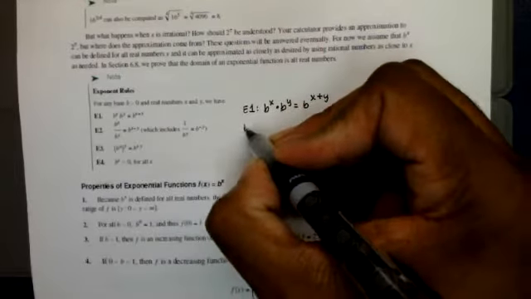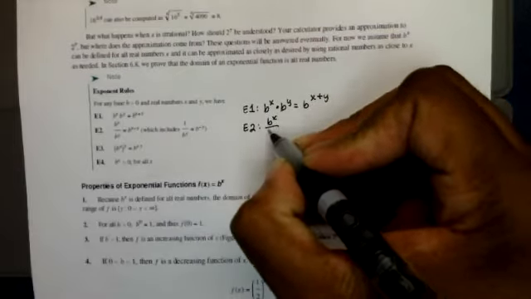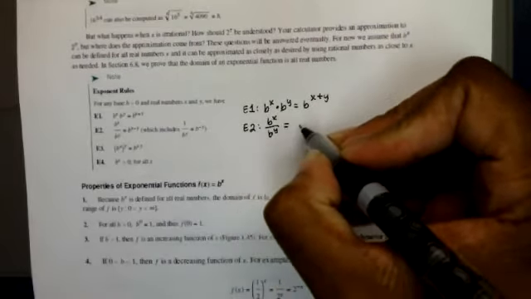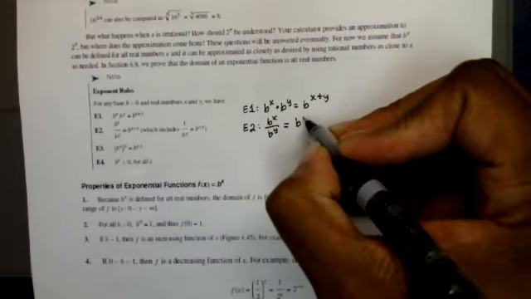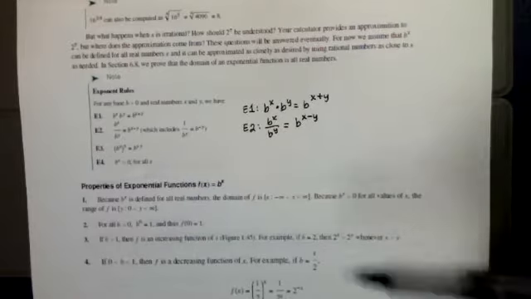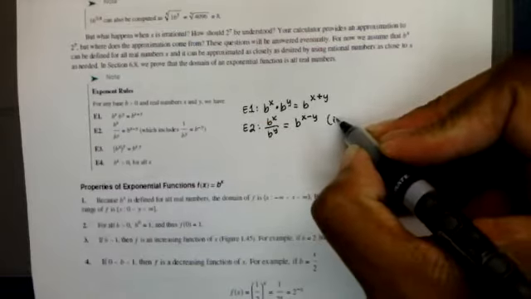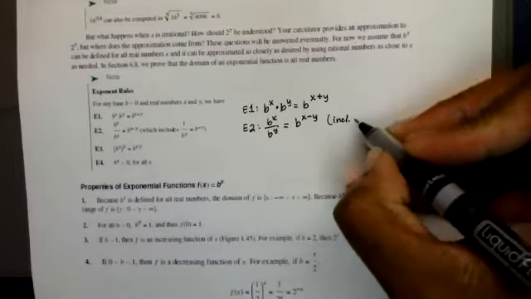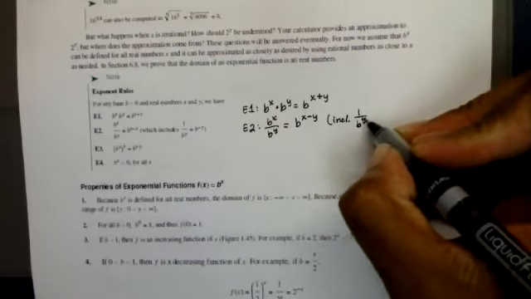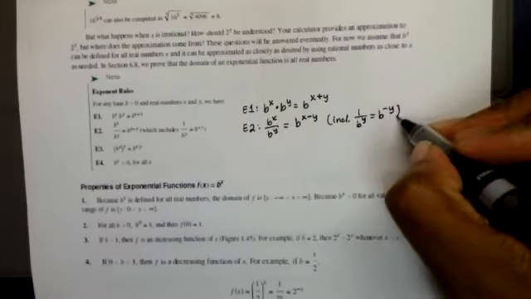And then E2 says if you divide powers of the same base, b to the x divided by b to the y, we bring over the base and then subtract the exponents. This also includes 1 over b to the y, which is equivalent to b to the negative y. So we can include 1 over b to the y, and as a negative exponent, we write that as b to the negative y.